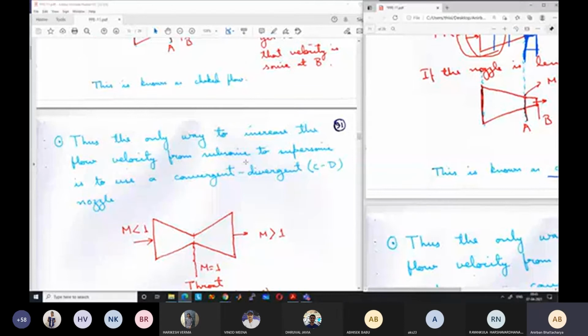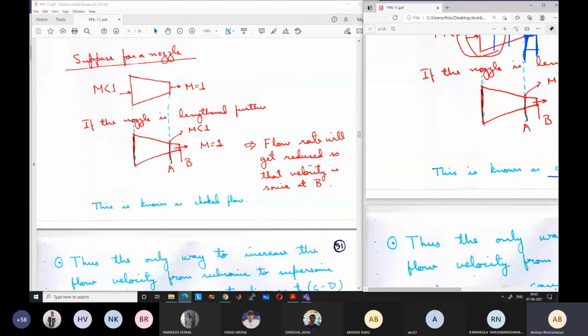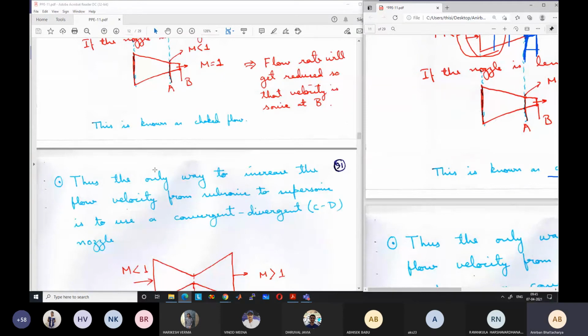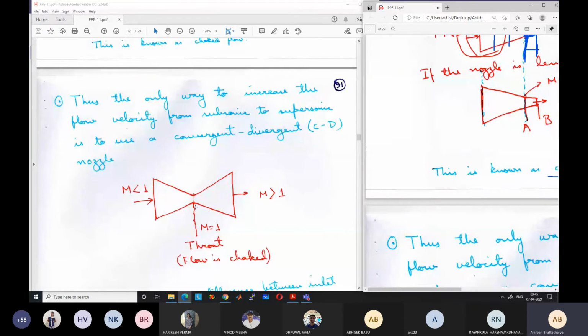So we have seen that it is not possible to increase the velocity beyond Mach number 1 by increasing the length of the nozzle. The only way to increase the flow velocity from subsonic to supersonic is to use a convergent divergent nozzle, also known as a CD nozzle. What is a convergent divergent nozzle? There is a converging section, then a minimum area region, then a diverging section. This minimum area region is known as the throat section.